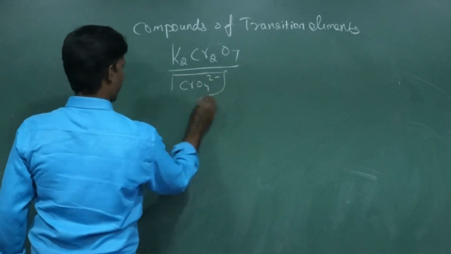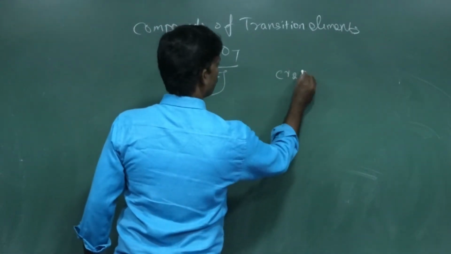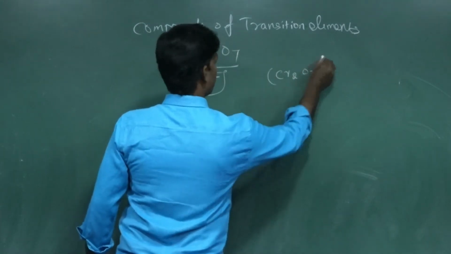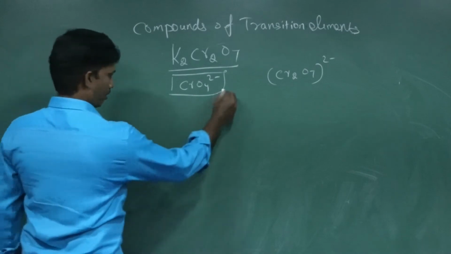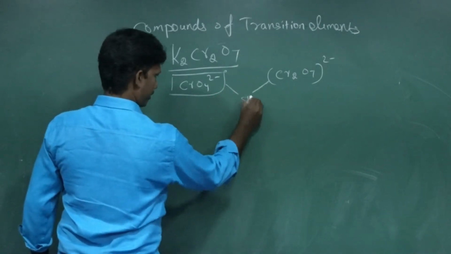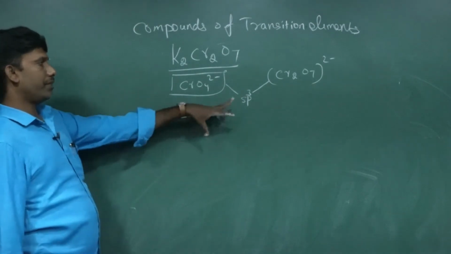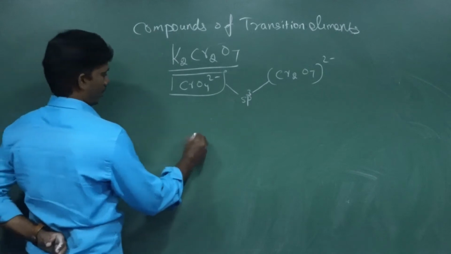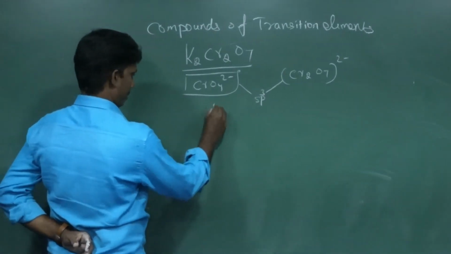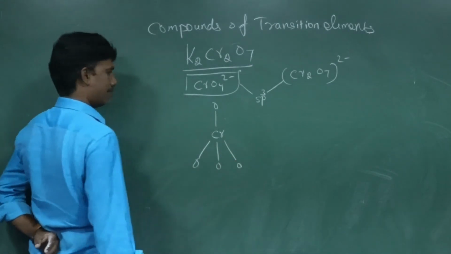This is a chromate ion. Cr2O7 2 minus is the dichromate ion. Both are sp3 hybridized, so tetrahedral in shape. If you draw the structure of these, Cr, O, there is a tetrahedral shape.